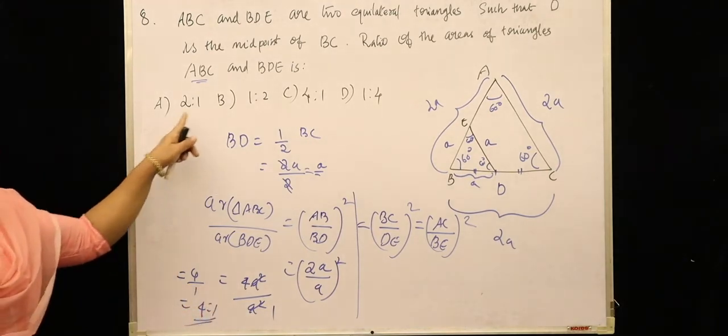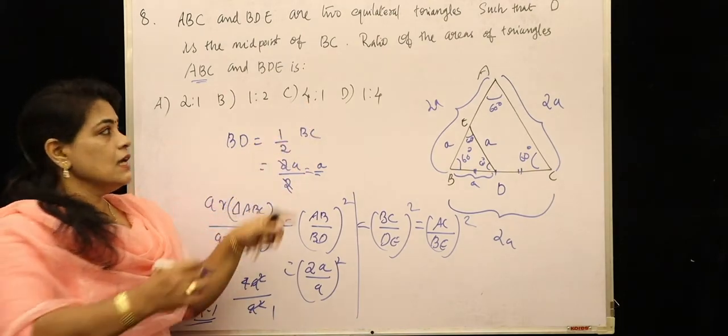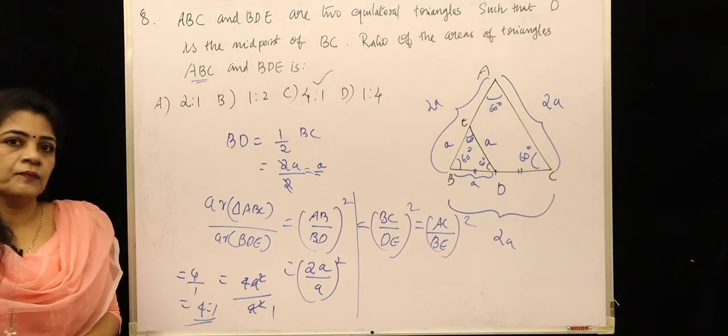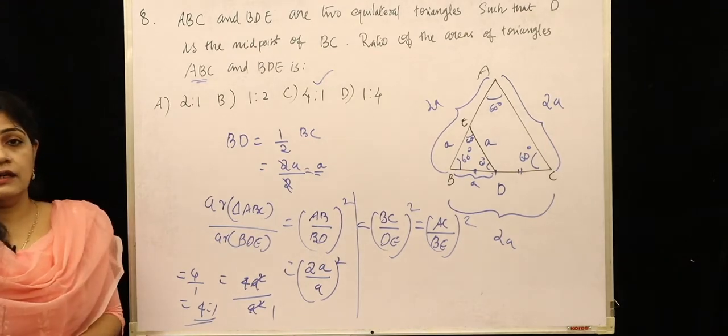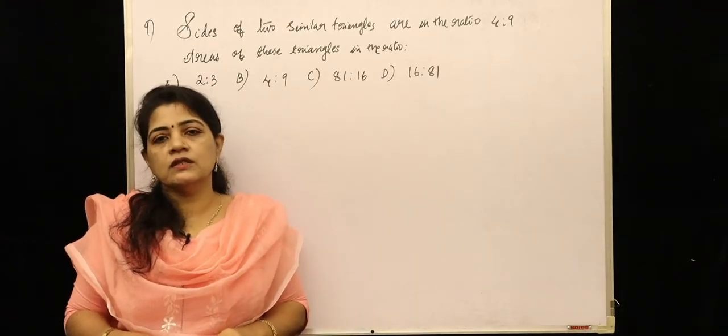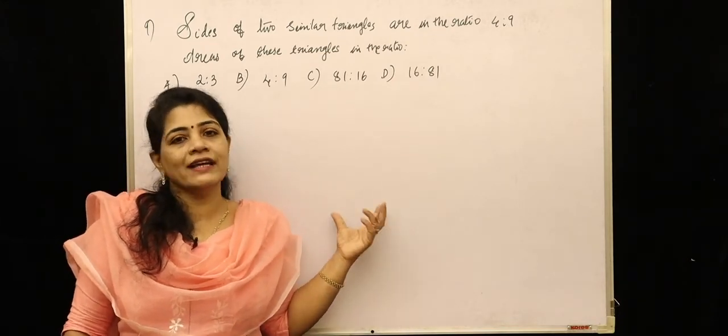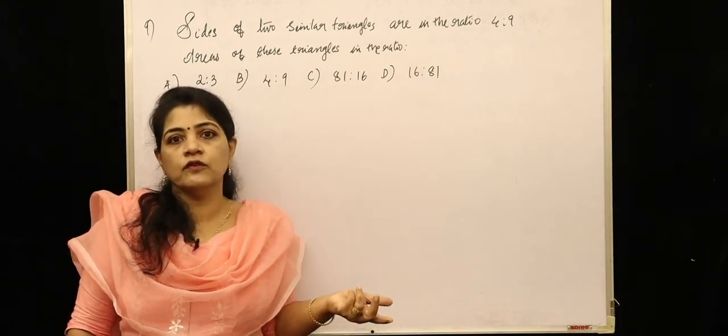You can see that in the third option, that is C, 4:1 is the ratio between these two equilateral triangles. Now the ninth question, this is also an MCQ type. Here 4 options are given. We have to select the correct option and we have to justify our answer also.